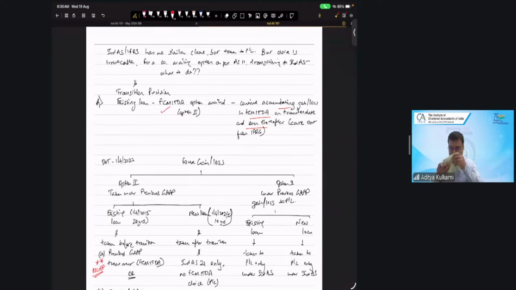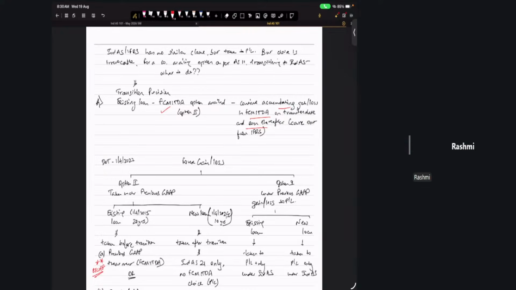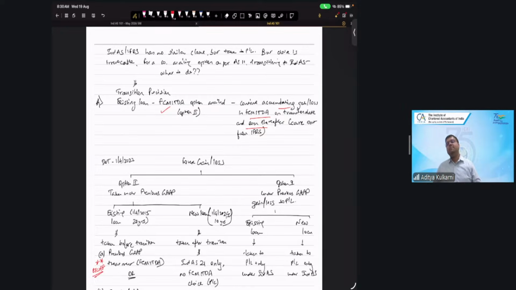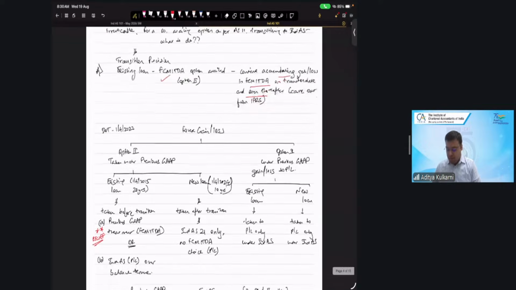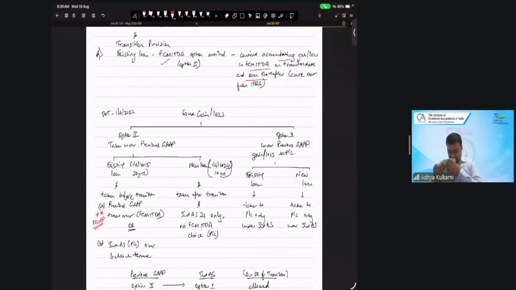Are you able to understand? Yes. Restatement should happen. Your foreign currency liability should be restated at the closing rate. The only thing is the movement, instead of being taken to the P&L as mandated by Ind AS 21, can be taken to FCMITDA by virtue of a carve out that is given under the Ind AS regime. Are we okay with this? Now, understand further.